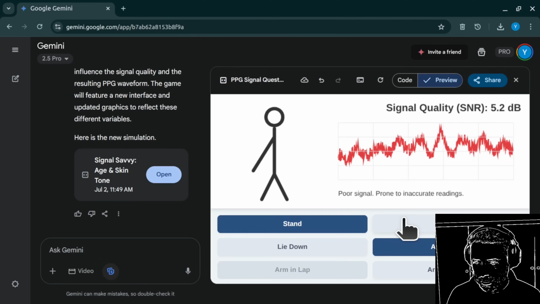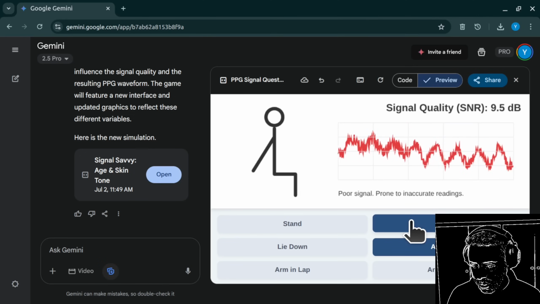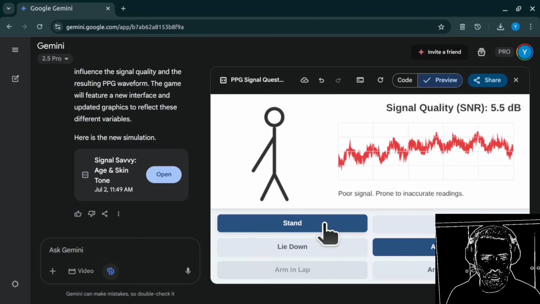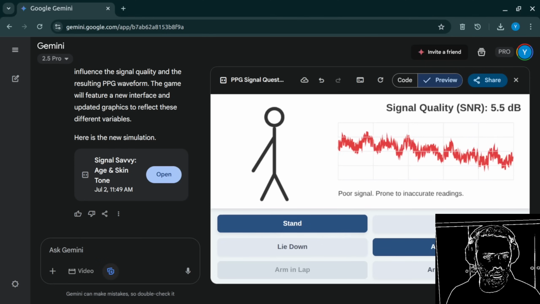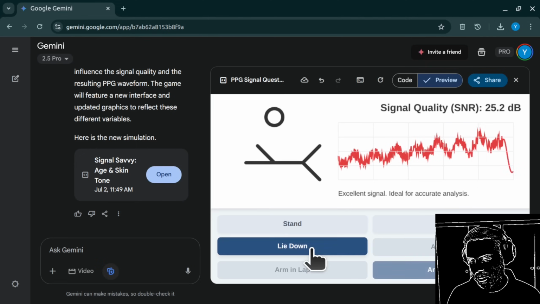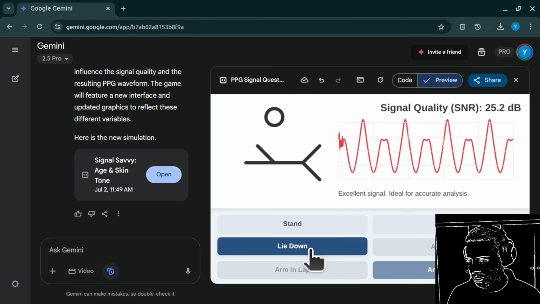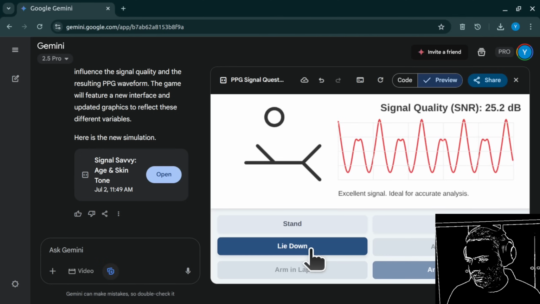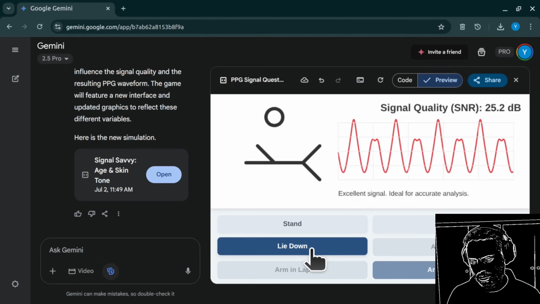Okay, so what's happening to the signal when I change between standing and sitting position? When you switch between standing and sitting, the signal quality changes. It seems to be affected by the person's posture. The graph shows variations in the signal quality when you move from one position to the other. Okay, and what happens when the subject is lying down? When the subject is lying down, the signal quality improves significantly. The graph shows a much clearer waveform, and the signal quality value is higher, indicating an excellent signal.